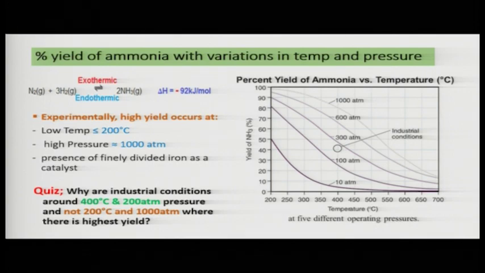Now, this is the balance I want us to go through. I want you to understand clearly. This is the balance we are looking at. Theoretically, we've seen that the yield is this way. But in industries, these are the actual conditions. Why?